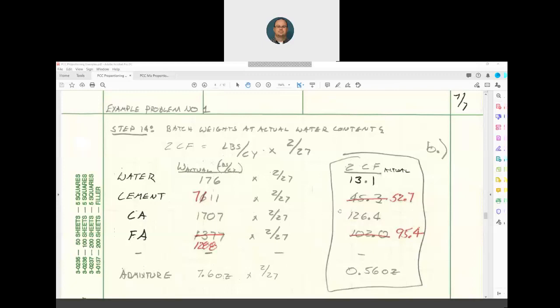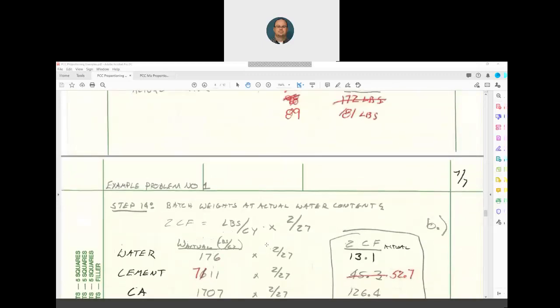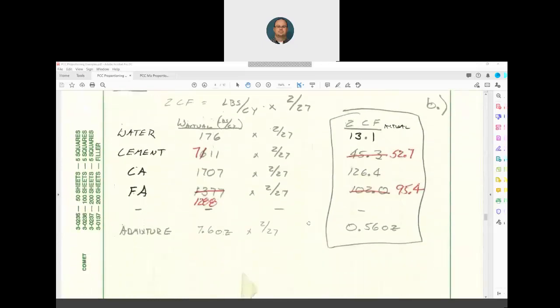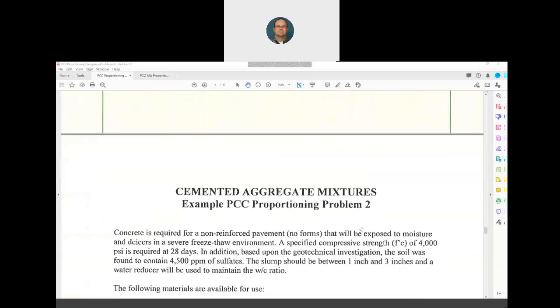So this is why we always start from dry unit weights, because that moisture condition of the aggregate is going to change constantly. If I have my batch weights in the dry condition, and then I know my absorption, we can calculate what our actual weight should be when we're in a lab measuring stuff. All right. So that is that problem.